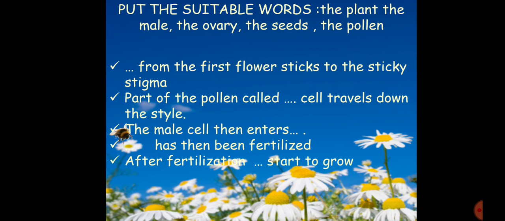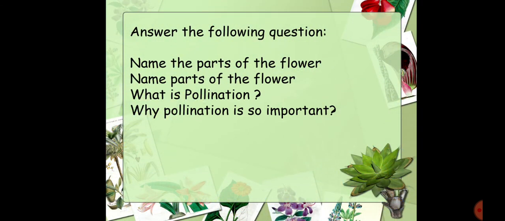Put the suitable words: the plant, the male, the ovary, the seeds, and the pollen. And answer the following question. Name the parts of the flower. What is pollination and why pollination is so important?